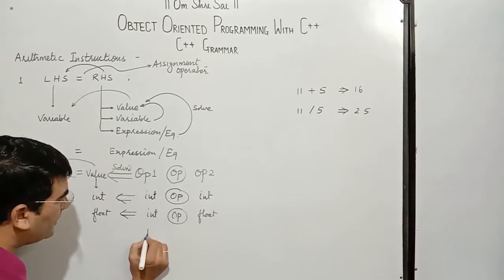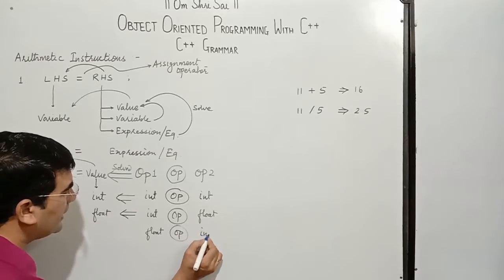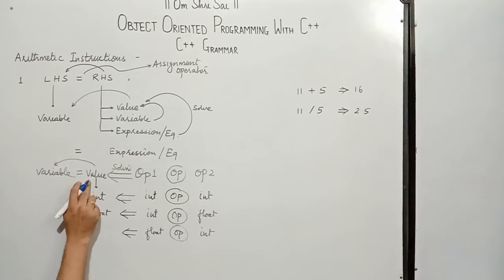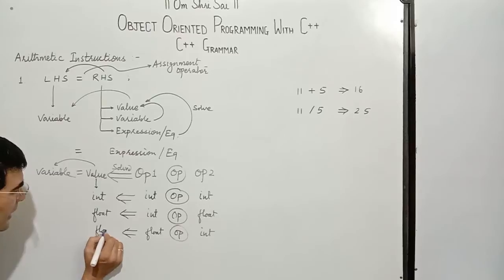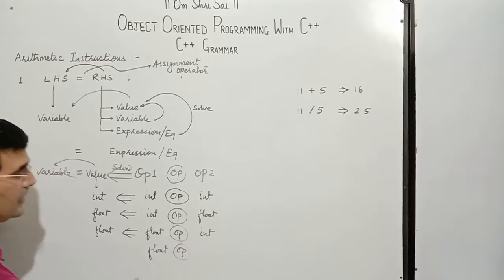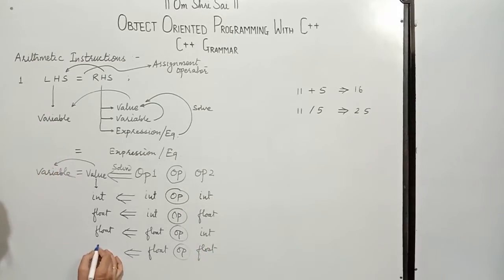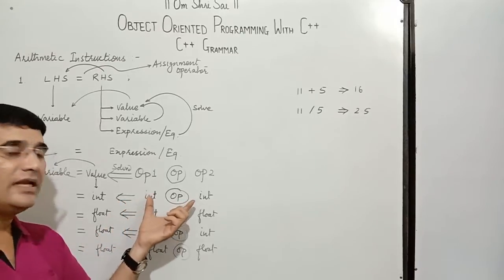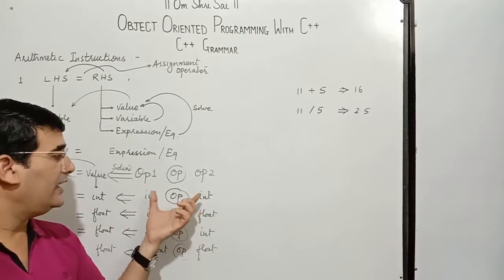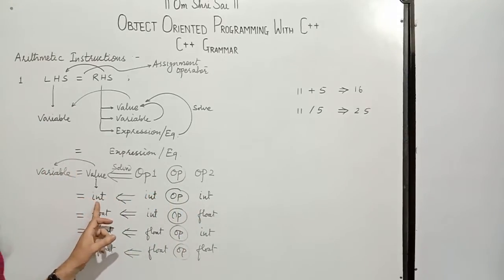If the first operand is float, no matter which operator is used and the second operand is of the type int, the values obtained will be of the type float. If the first operand is float and the second operand is of the type float, we will get a value of the type float. Actually, the rule is: whatever is the largest type of operand in any expression, the result of evaluation of that expression will be of the same type.